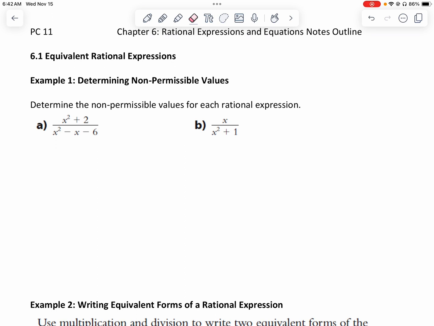Okay, let's give this a whirl, folks. First time using this option on my iPad for recording, so we'll see how well this goes.